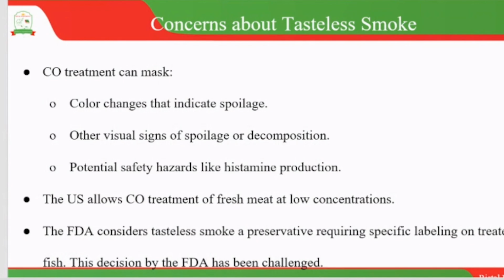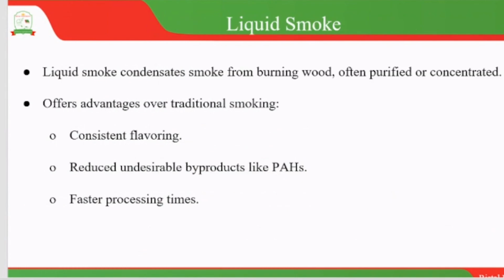We are seeing that the United States allows carbon monoxide treatment of fresh meat at low concentrations. The Food and Drug Authority considers this as tasteless smoke preservative requiring specific labeling for untreated fish, and the decision by the Food and Drug Authority has been challenged. So we are saying that whereas some countries are adopting this, they are saying, please, as much as possible, label those foods so that people can know that you treated or preserved this food using this technique.